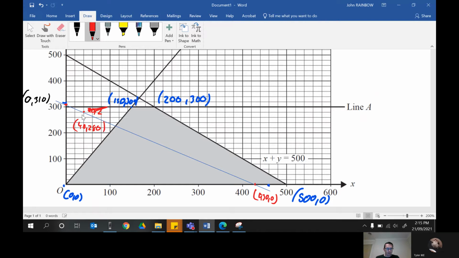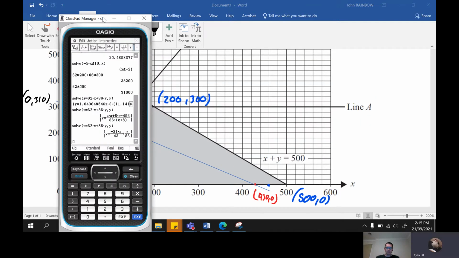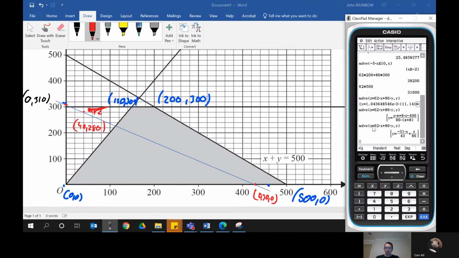Okay, you'll find all these values will give you the same. Unfortunately, we can't see much more on the graph. They should give you the same values. So let's just pull up the CAS. We have this equation, right, is our profit, if you remember. Right? So our profit equals this.